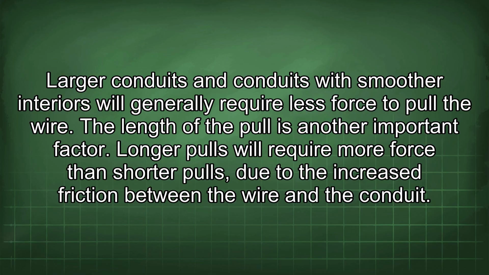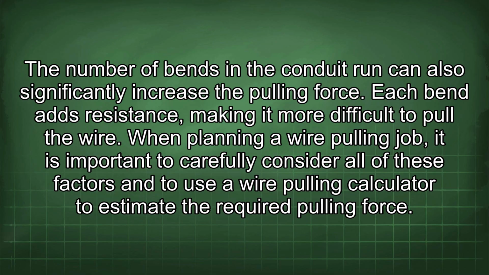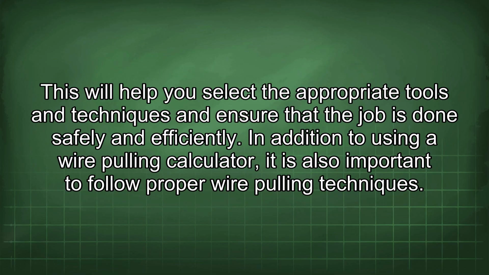The length of the pull is another important factor. Longer pulls will require more force than shorter pulls due to the increased friction between the wire and the conduit. The number of bends in the conduit run can also significantly increase the pulling force. Each bend adds resistance, making it more difficult to pull the wire. When planning a wire pulling job, it is important to carefully consider all of these factors and to use a wire pulling calculator to estimate the required pulling force. This will help you select the appropriate tools and techniques and ensure that the job is done safely and efficiently.